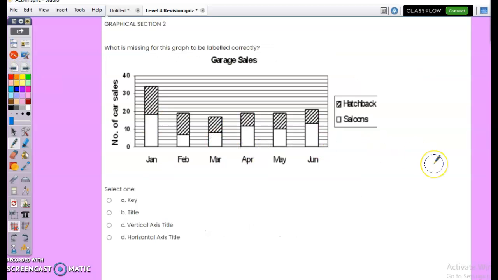Last one, we want to know which one is missing. We can just go through and tick them off. Key, we've got a key, so we've got that one. Title, got a title, so I've got that one. Vertical axis title, vertical's up and down the way, I've got that one. Horizontal axis title I don't have, so it must be that one. It's the one that's missing.